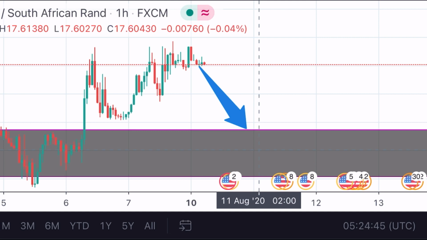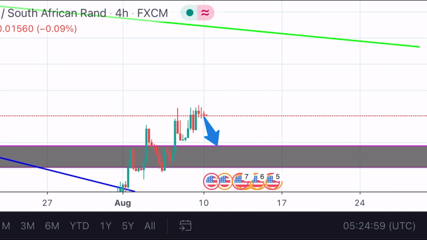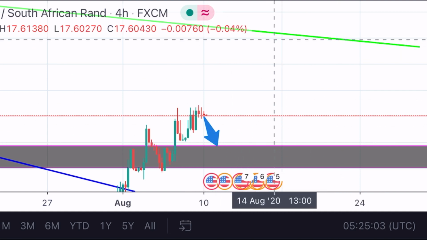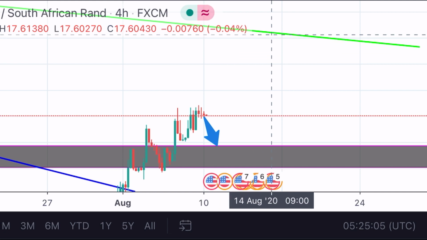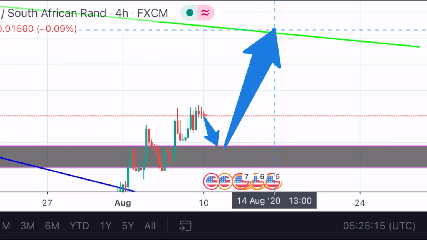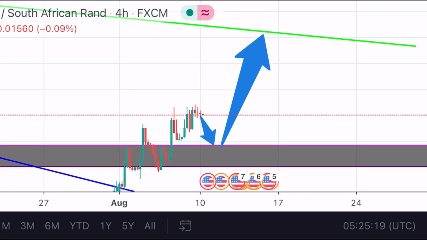And then in the H4 now, that's where we're going to see the price start to shoot up. We expect the price to go back to the main trend line. So the overall movement that we're expecting is somewhat like this. We're expecting to see the price drop back to the support zone, and then once we see a rejection there, that's when we can actually take advantage.